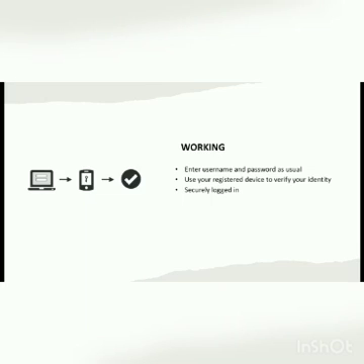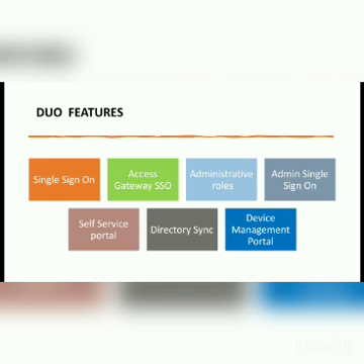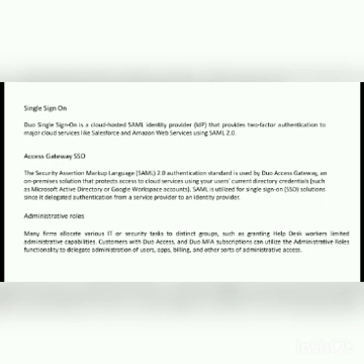Working: enter username and password as usual. Use your registered device to verify your identity. Secure login link. So Duo features are single sign-on, access gateway SSO, administrative roles, admin single sign-on, self-service portal, directory sync, and device management portal. So, single sign-on.